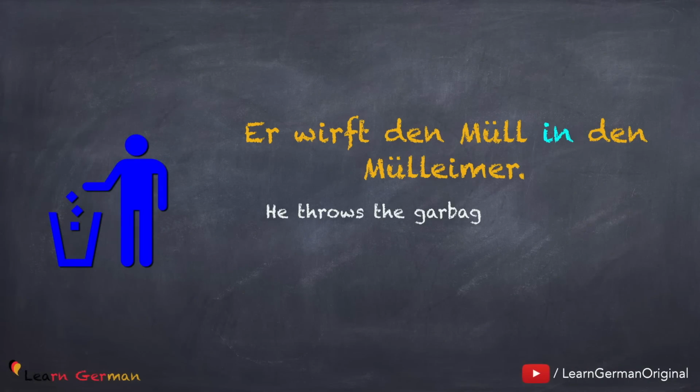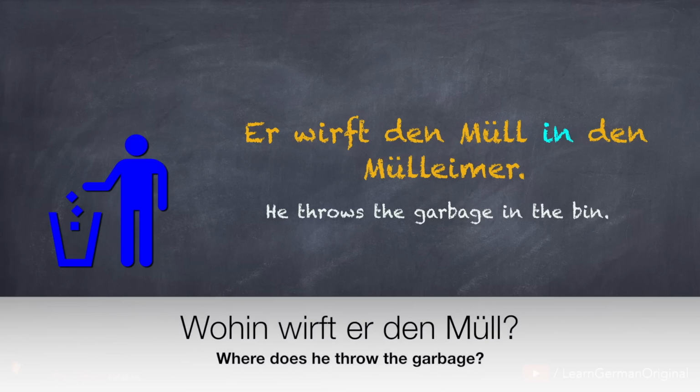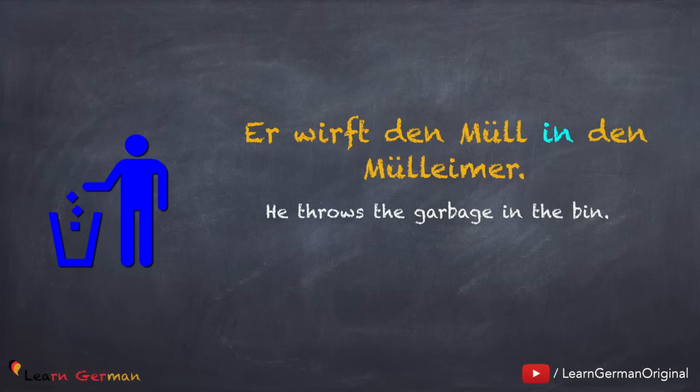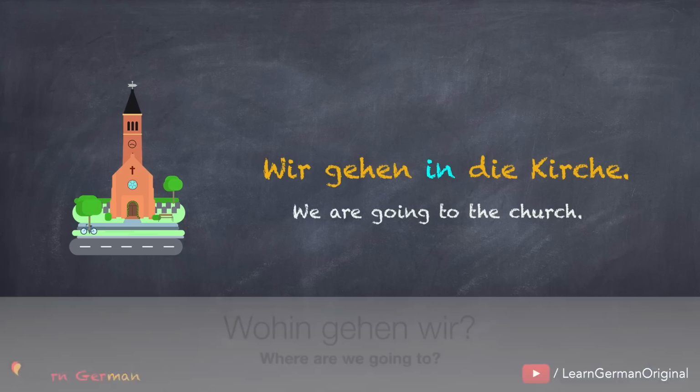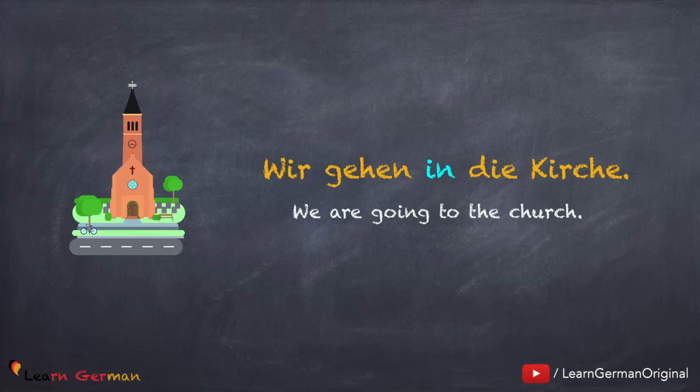Similarly in the next one. Wirft den Müll in den Mülleimer. Wohin wirft den Müll? In den Mülleimer. Der Mülleimer changes to den Mülleimer in Akkusativ. For feminine and plural article, die does not change in Akkusativ. Wir gehen in die Kirche. Wohin gehen wir? In die Kirche.